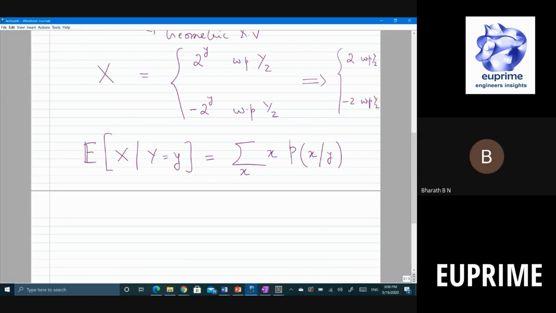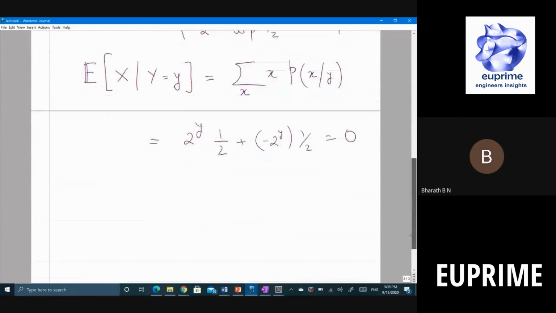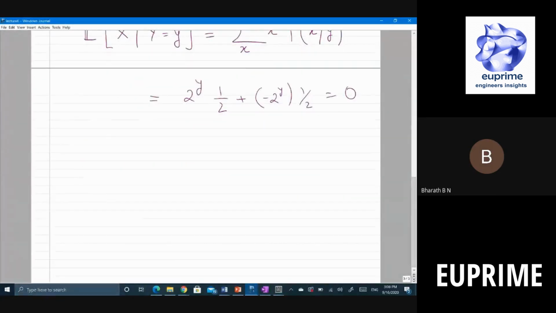No, it takes value 2 with probability half and minus 2 with probability half, right? Conditioned on Y. Therefore, the average should be 0, right? So if you are taking 2 half the time, minus 2 half the time, on an average you'll get 0, right? That's what we are saying here. 2 to the y with probability half plus minus 2 to the y with probability half, which is 0. So the conditional average is 0. Okay? Is this fine? Yes, sir.